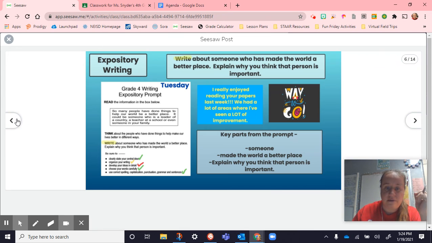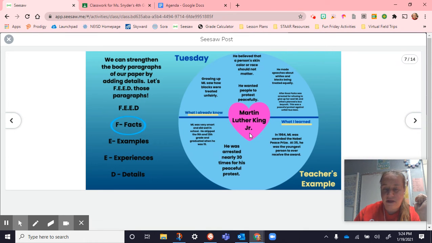If I go back to my prompt, I'm writing about someone who has made the world a better place. My big thing here in the body is explaining why I think that person is important. So when I'm coming up with all these facts, they're not random. In my head I'm already thinking, this is something I could add to explain why I think he's important. Knowing when he married his wife, I may not have known that, but that's not why I think he's important. So I didn't add that to my circle here.